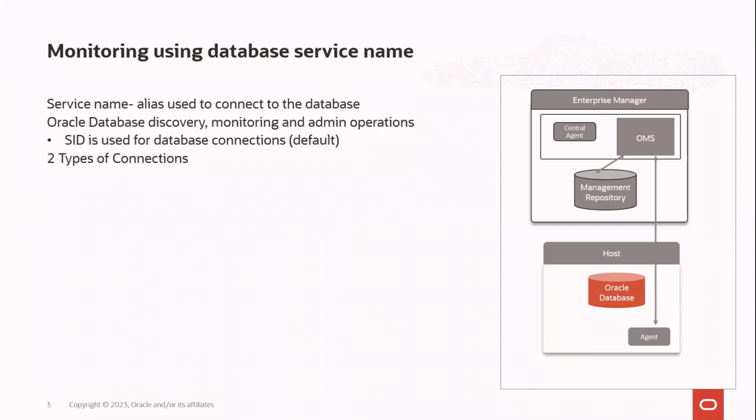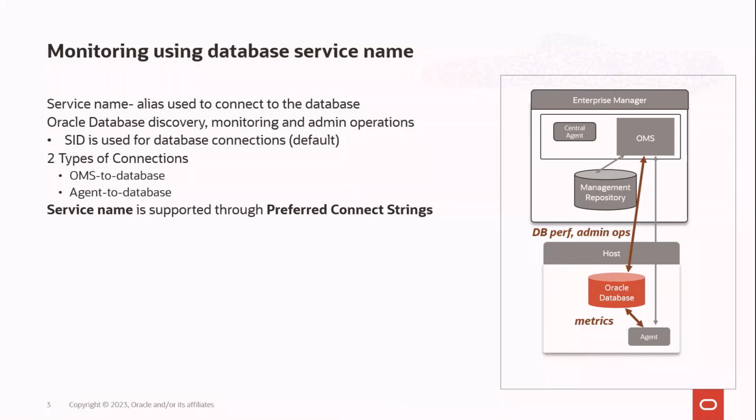Here we see two connections to the database. The connection from the OMS to the database is used to support access to the database performance pages and for admin operations. The connection from the agent to the database is used for metric collections.